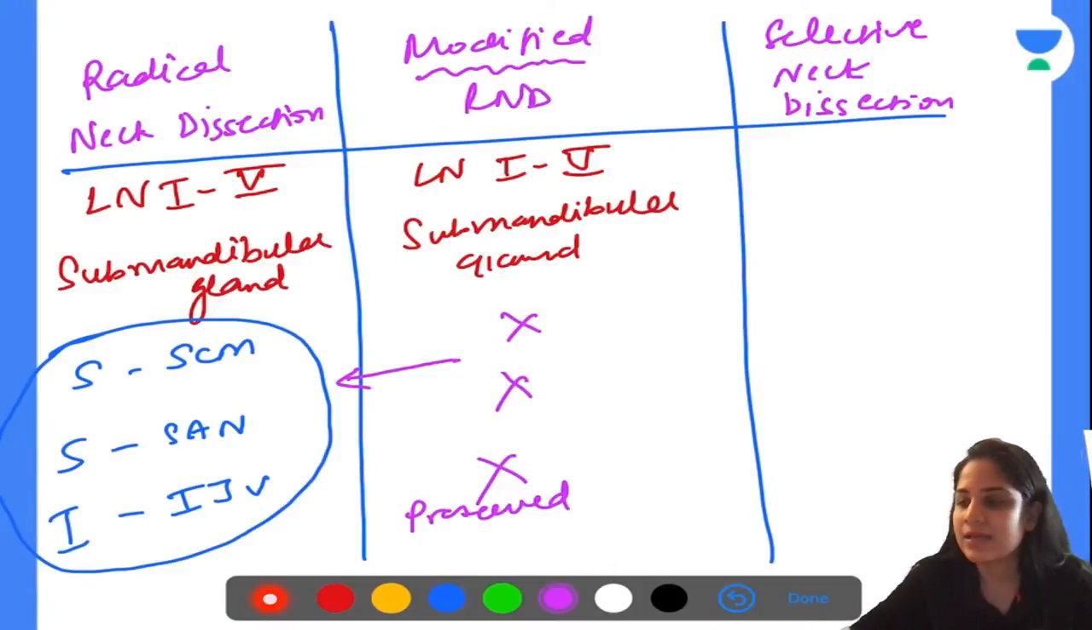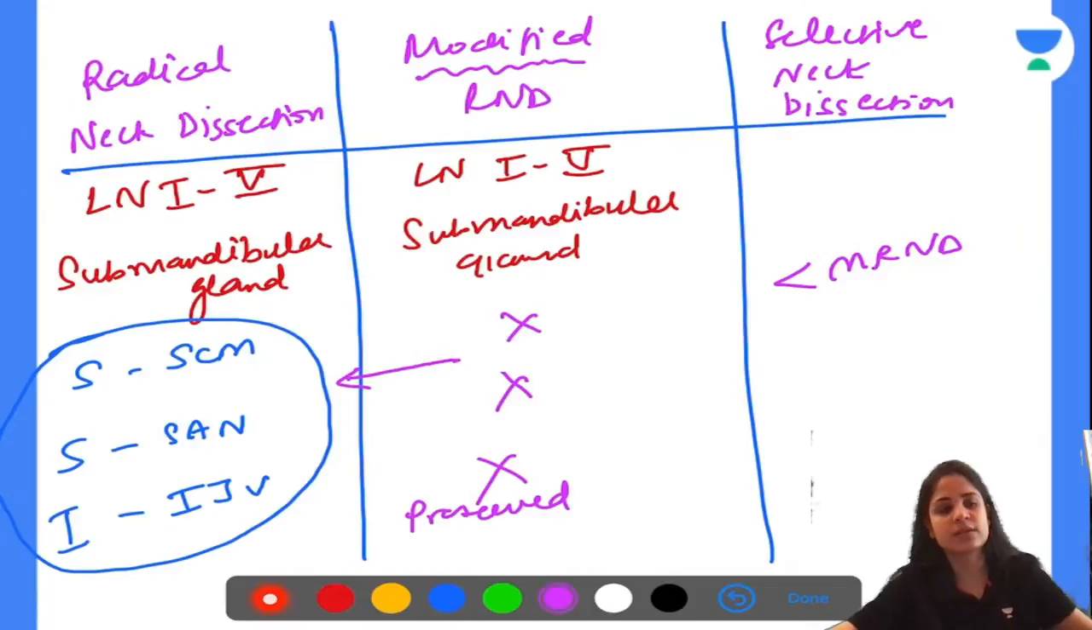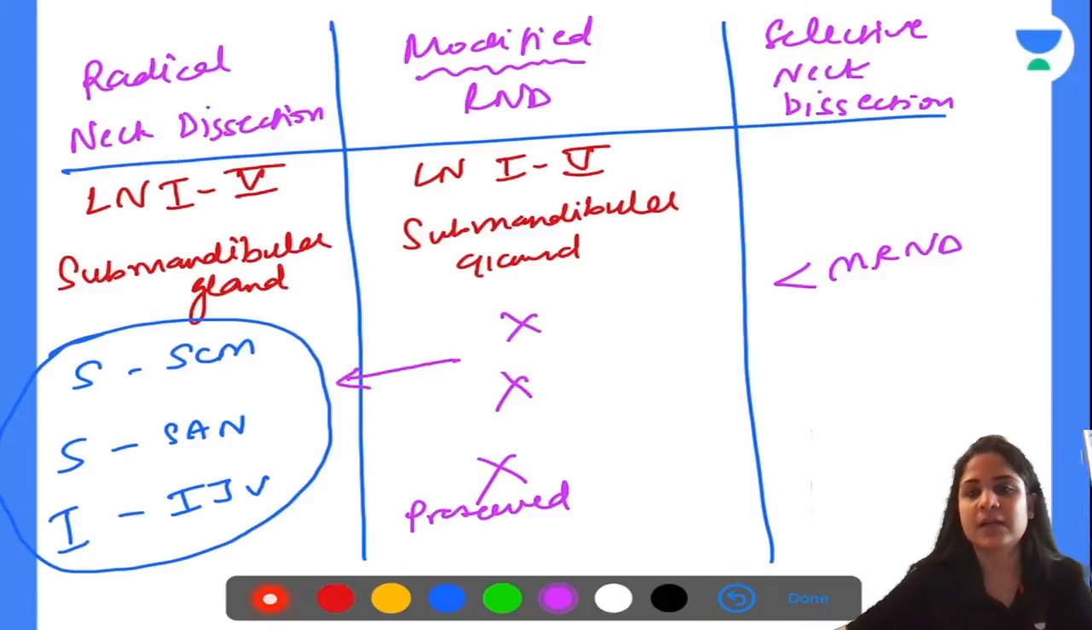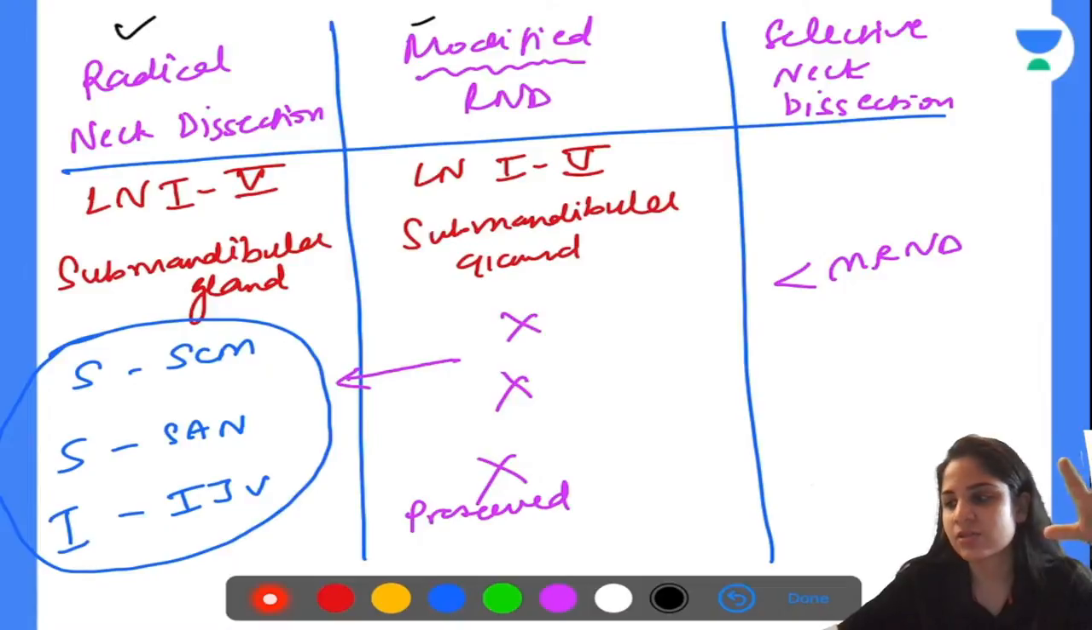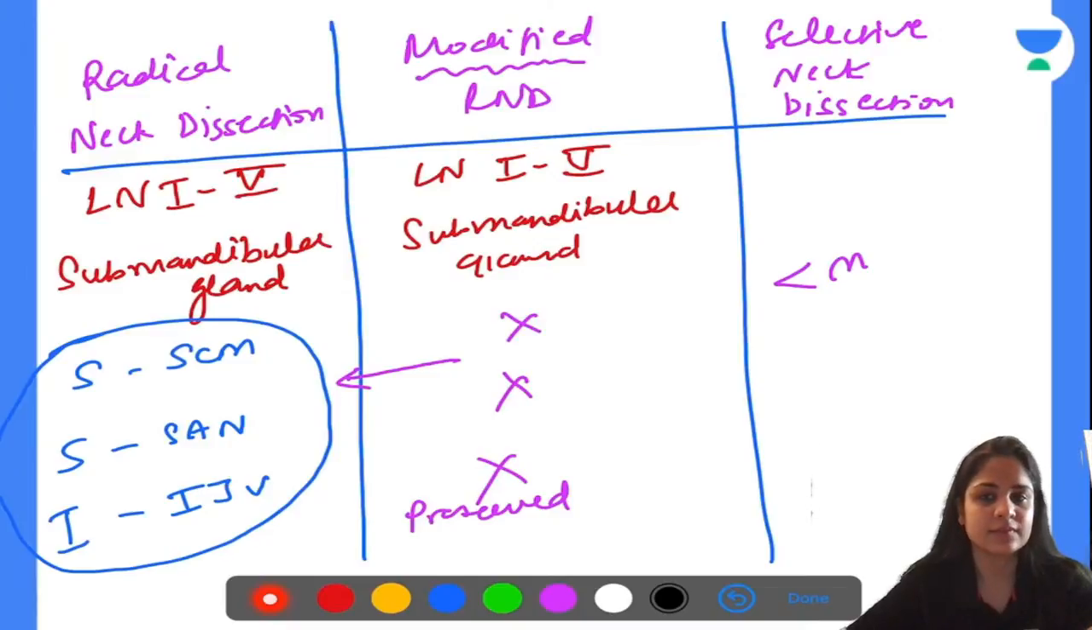And last you have selective neck dissection. If you do anything less than modified radical neck dissection, if you remove fewer levels of lymph nodes or if you don't remove the submandibular gland, then this becomes a selective neck dissection. So you remove the most in radical neck dissection, then in modified radical neck dissection, then in selective neck dissection. Clear? Now you will remember what gets removed for the exam.